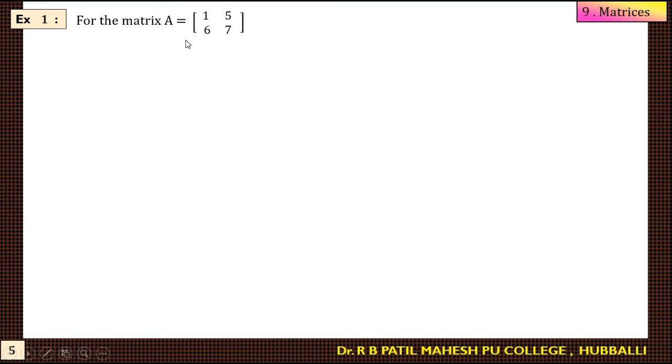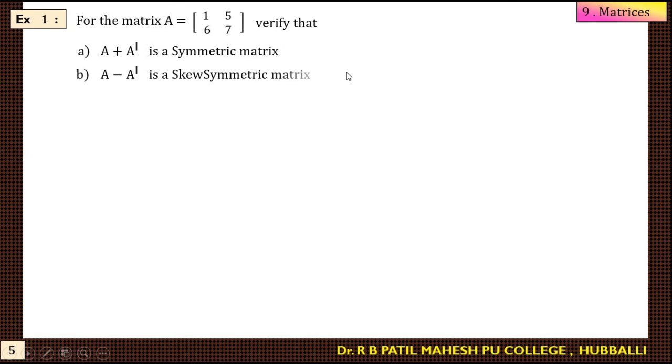Now let me solve the examples on this concept. First example, for the matrix A is equal to [1 5; 6 7], verify that A plus A dash is a symmetric matrix, and second one, A minus A dash is a skew symmetric matrix.